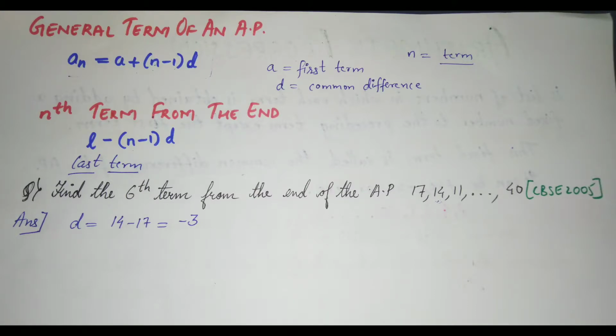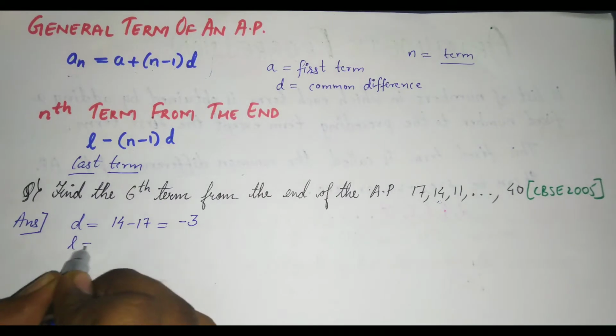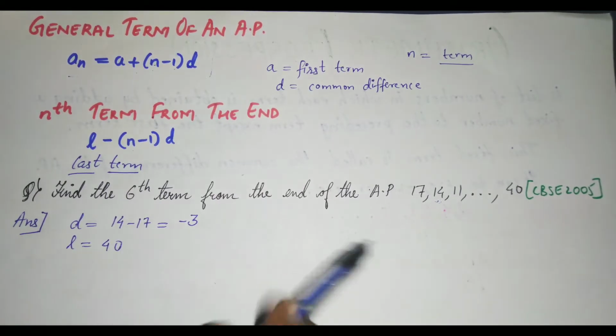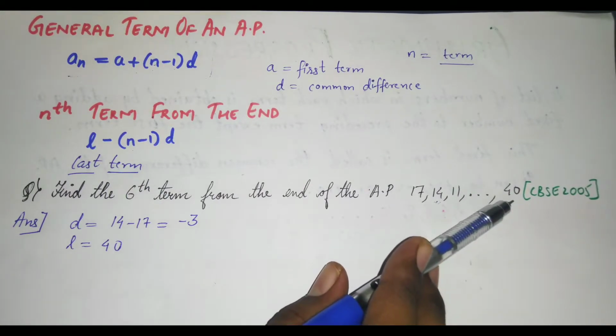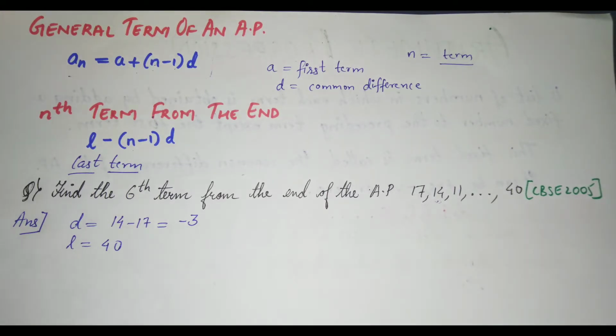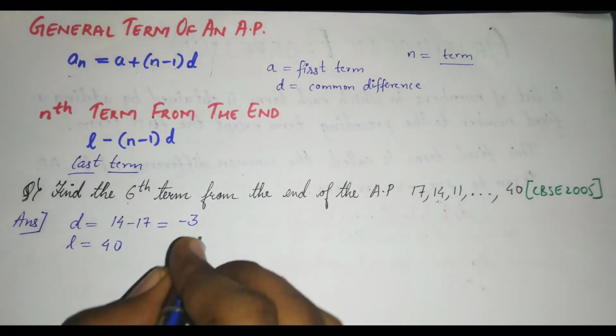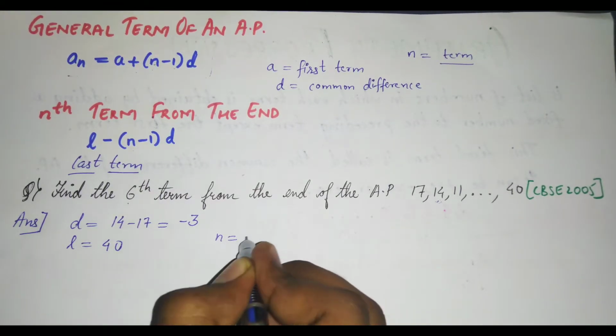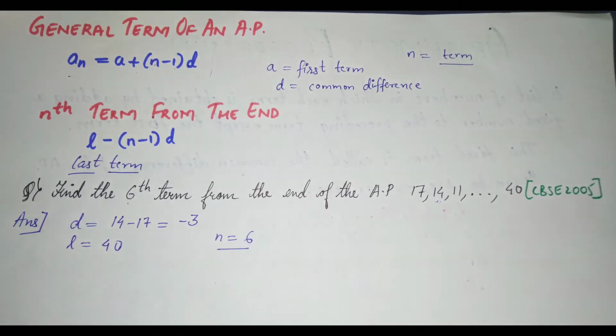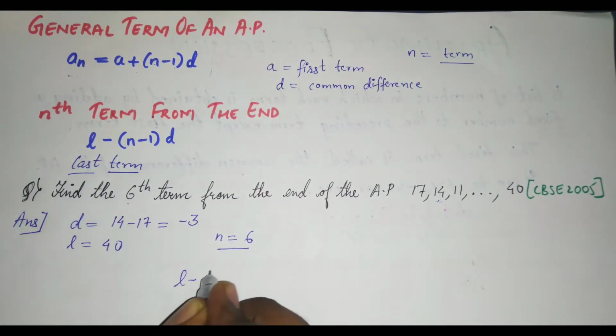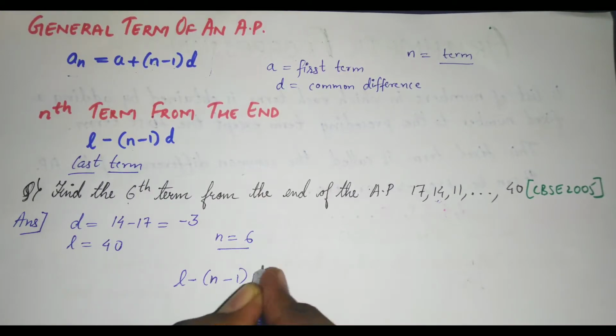Now what is the last term here? The last term is given as 40, right? So the last term in the sequence is 40. And what else is given? You need to find the sixth term. Sixth term means n is given, so n equals 6. Right? Then you have to just apply this formula, that is L minus n minus 1 into d.